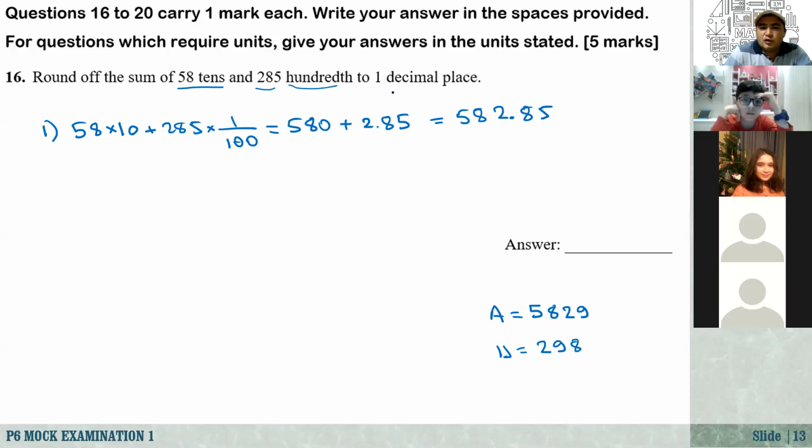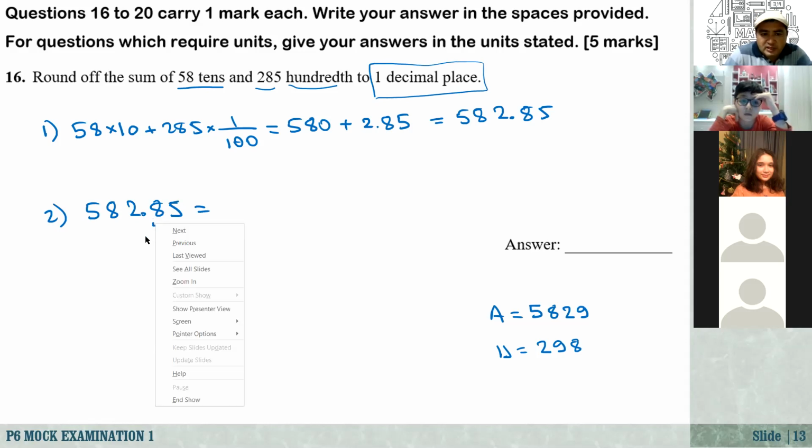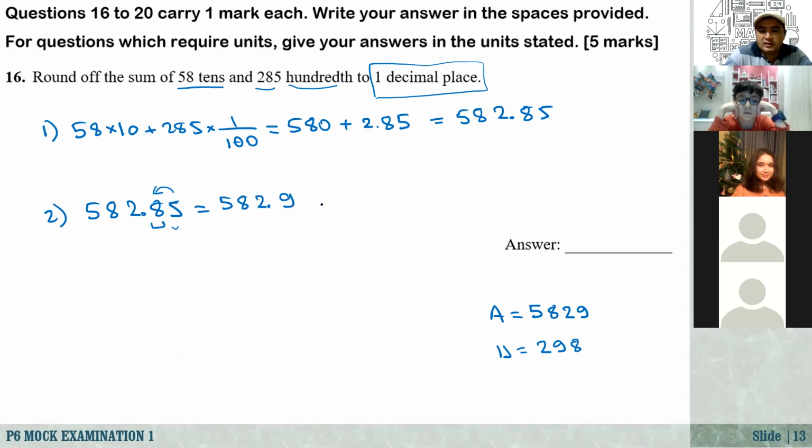582.85. But now in the question, it says that we have to round it off, correct to one decimal place, right? So in the second step, 582.85, if you round off correct to one decimal place, that means I need to keep one digit after the decimal point and round off the rest. So 5 is greater than 4. That's why we have to add 1 to the previous digit. So that is 582.8, plus 1, that's equal to 9, correct to one decimal place. So the right answer is 582.9.